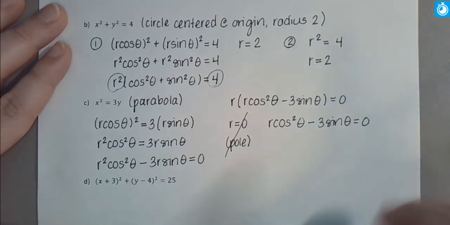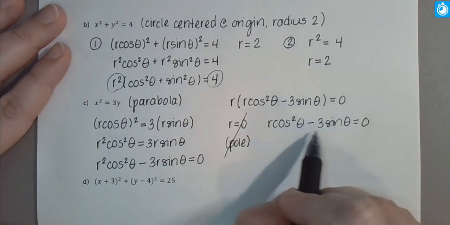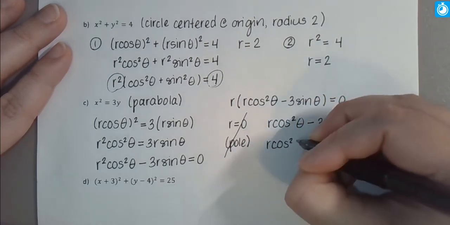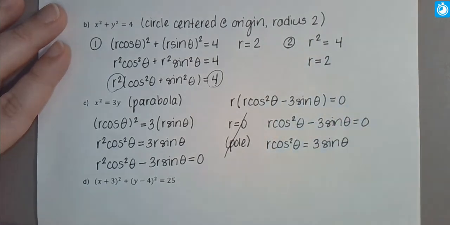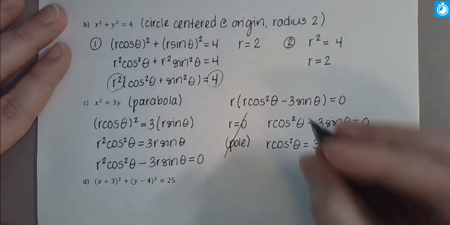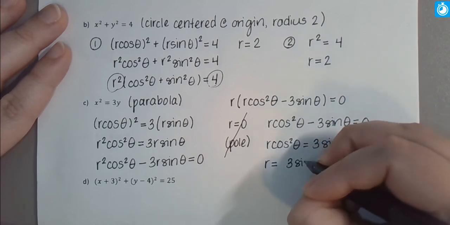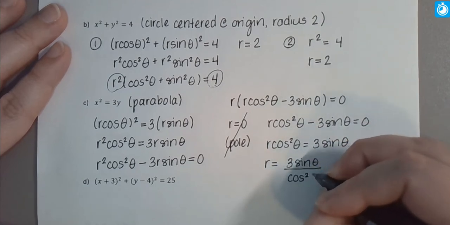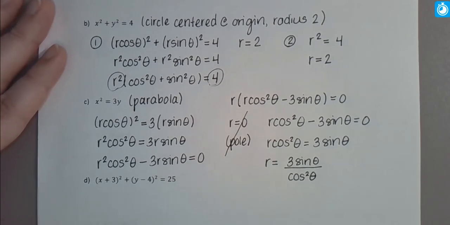Okay. And you'll notice here we only have one instance of r, which means it can now be isolated. So now I'm going to add this term, move it back over. So that's going to give me r cosine squared theta is equal to 3 times the sine of theta. And then I can divide by that cosine squared. And so r is equal to 3 sine theta divided by cosine squared theta.